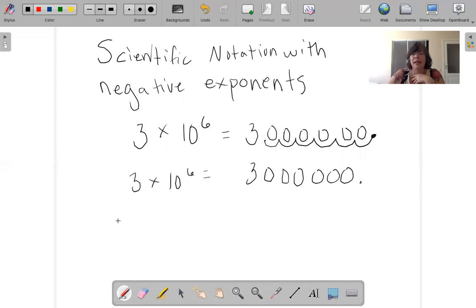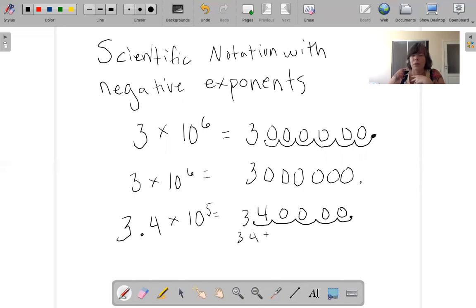There you go. And if we do one with a decimal, 3.4 times 10 to the 5th. Here's the decimal, it's already there. 1, 2, 3, 4, 5. That's all you do. 3, 4, 1, 2, 3, 4. 3.4 times 10 to the 5th equals, perfect, you all got that.